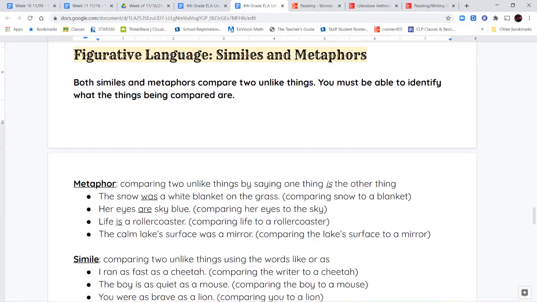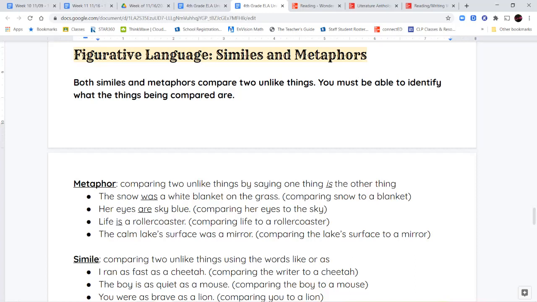Now, a metaphor compares 2 unlike things by saying that one thing is the other thing. So you're using is or was or are or things like that, different variations of the word is. So the snow was a white blanket on the grass. So what am I comparing here? I'm comparing the snow to a blanket. Her eyes are sky blue. I'm comparing her eyes to the sky. Life is a roller coaster. I'm comparing life to a roller coaster. So I'm using different variations of the word is.